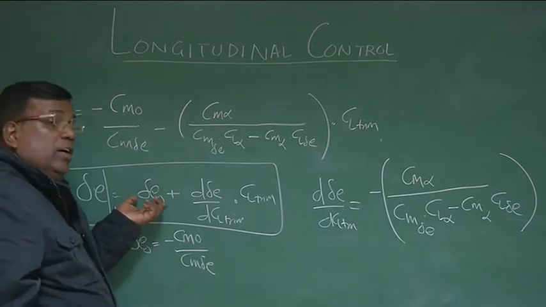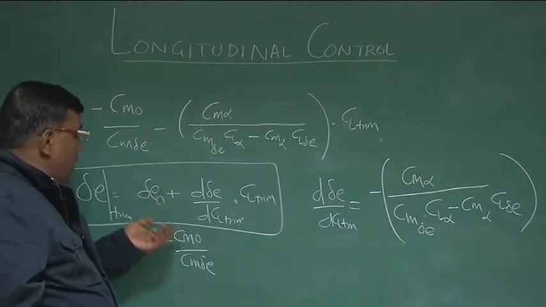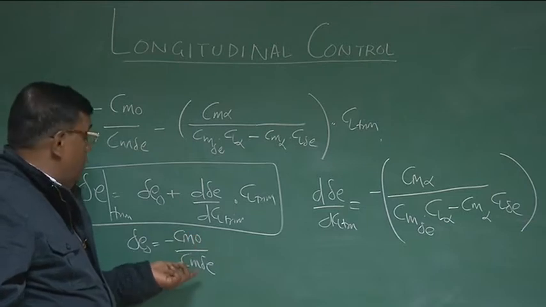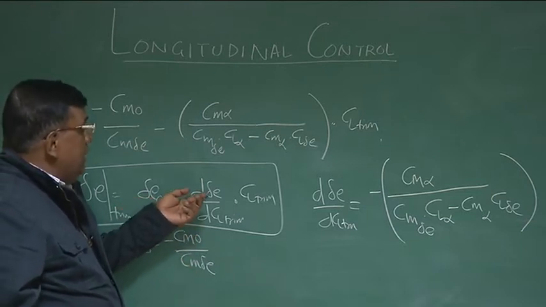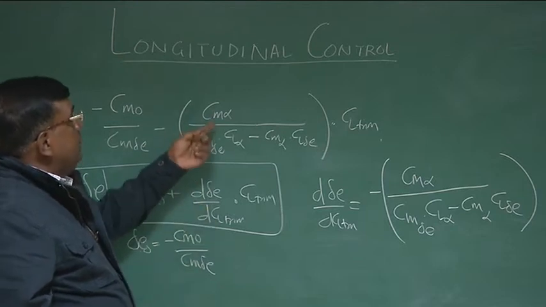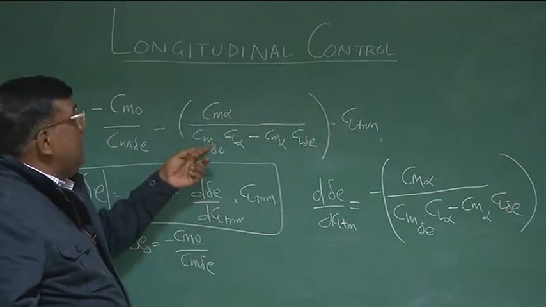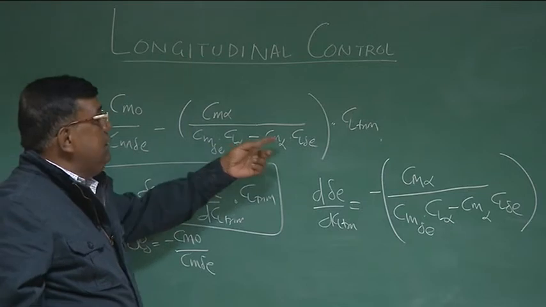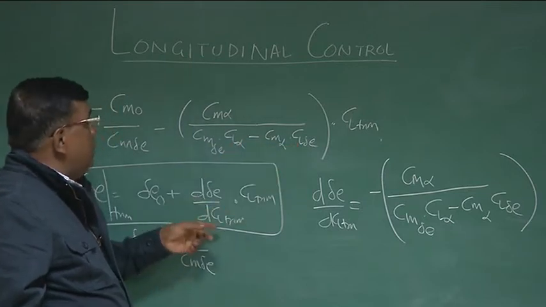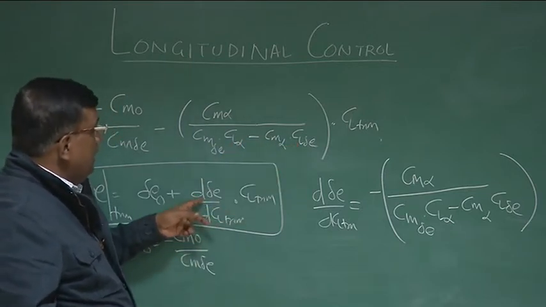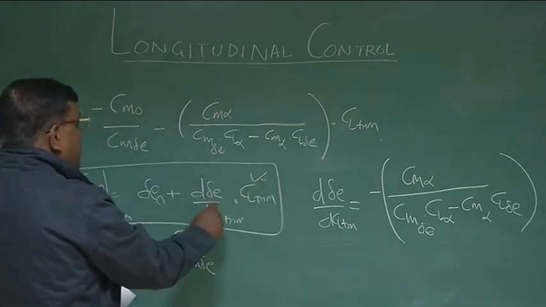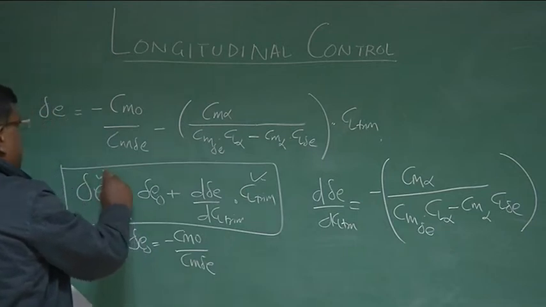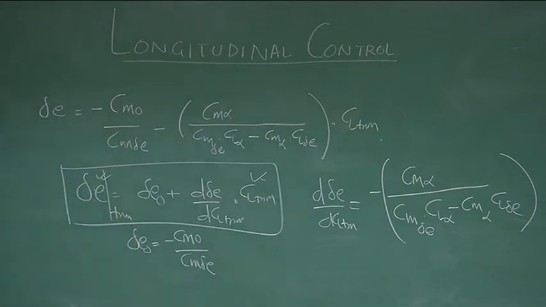If I know delta E naught value, how do I know? I need to know Cm naught, which I know. I need to know Cm delta E, I know. So I know delta E naught. I need to know d delta E by d Cl trim. It's Cm alpha, I know, airplane. Cm delta E I know. Cl alpha I know. Cl delta E I know. So this term also I know. Okay. So whatever Cl trim I want, I put it here. These numbers are fixed for low speed. So I can get what is the delta E trim required. Is this clear? That was our purpose.